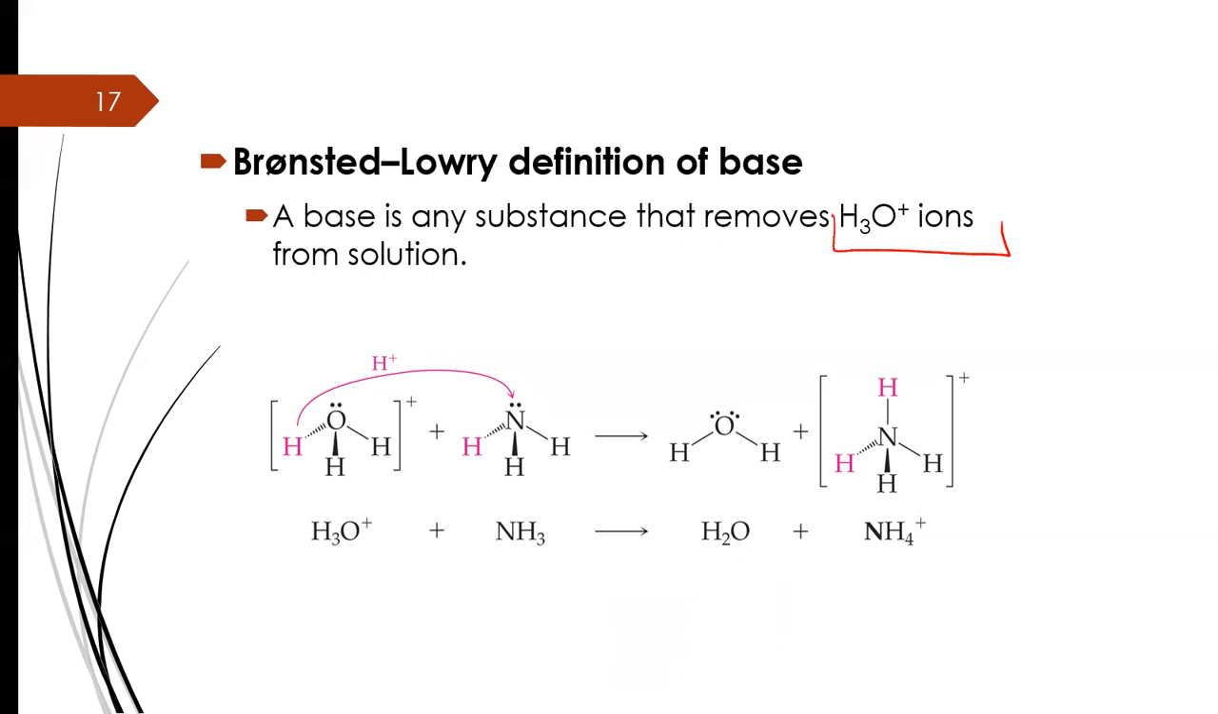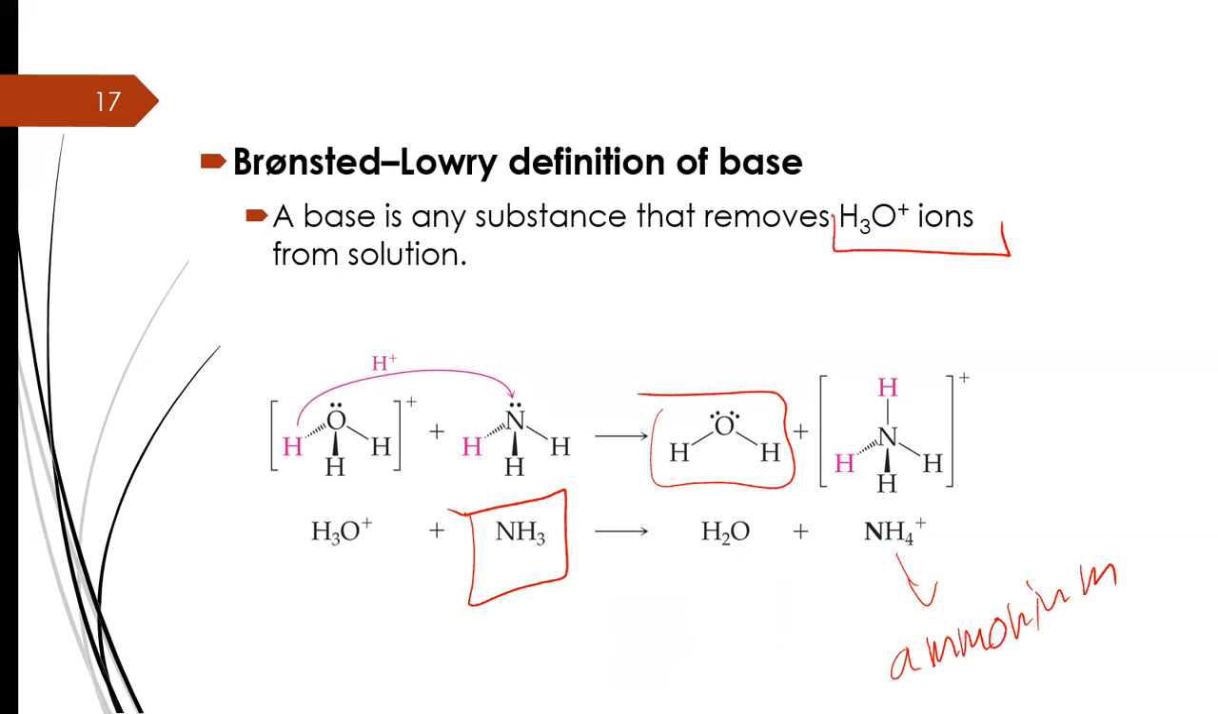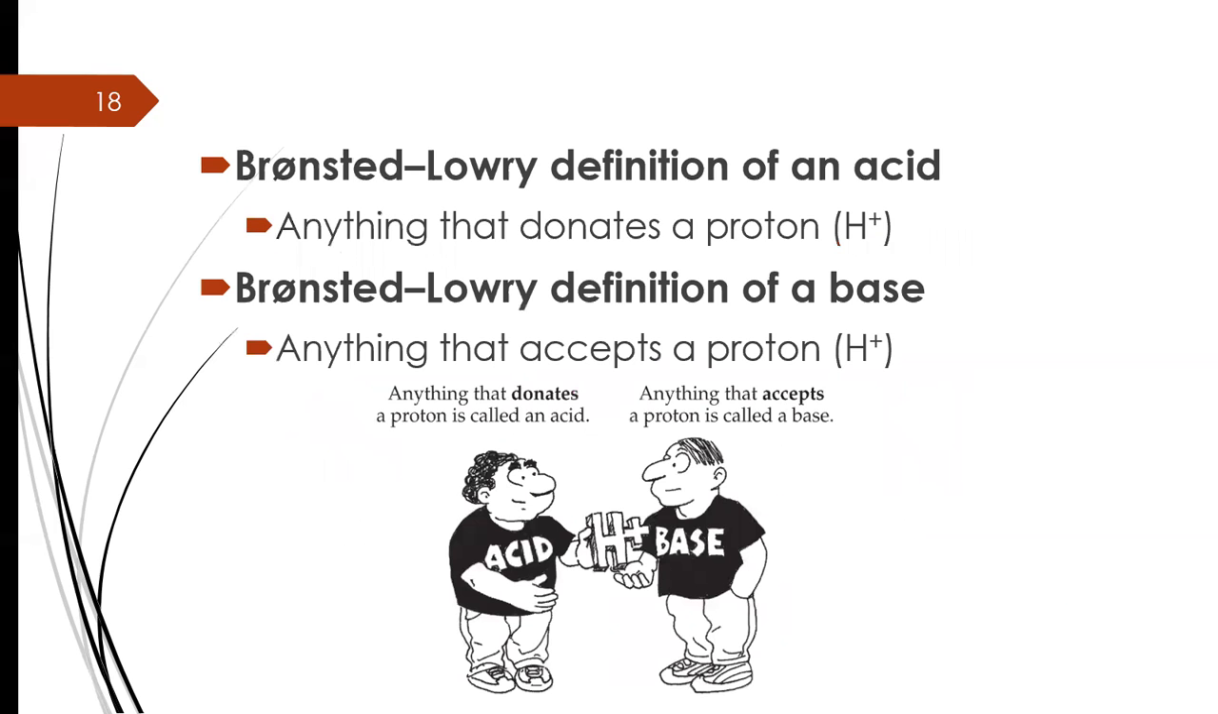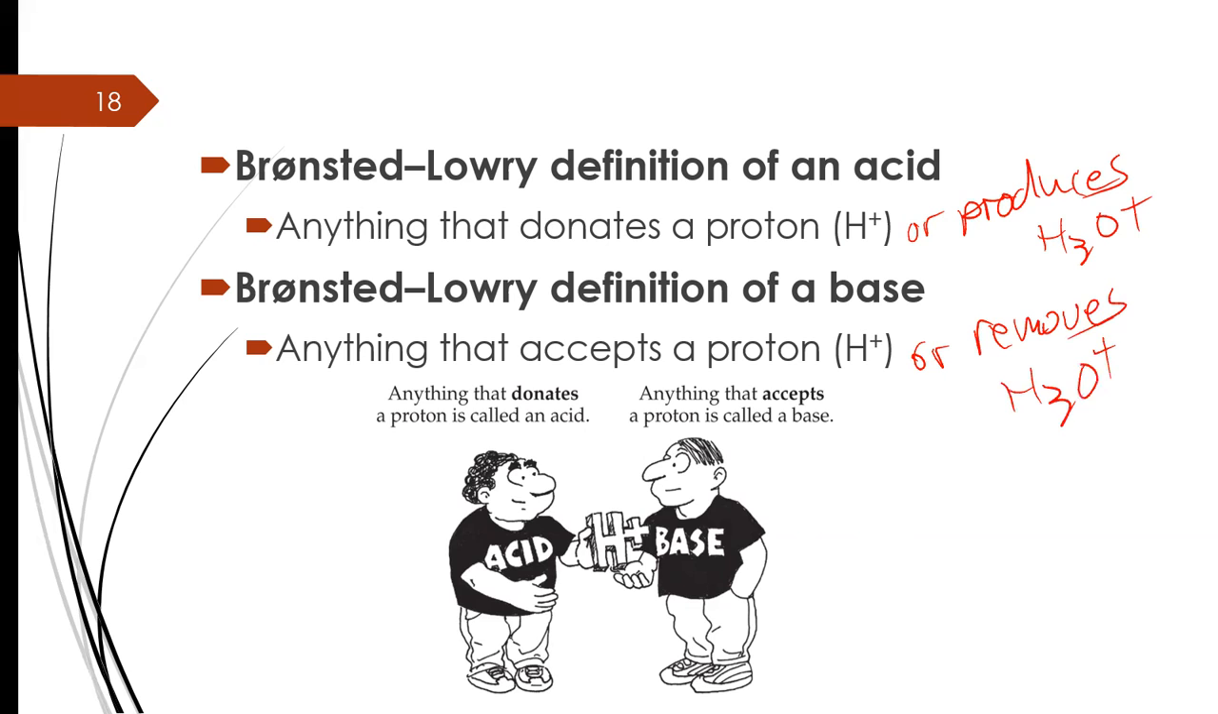And so this fits our ammonia. Ammonia gets put in, it interacts with the hydronium in order to produce water, and it itself becomes ammonium, the polyatomic ion. So the definition gets updated. An acid is anything that donates that H+ or produces H3O+. And a base is anything that accepts that H+ or removes that hydronium ion.